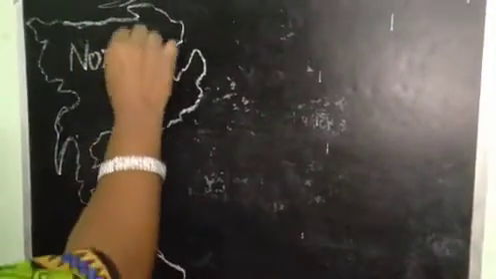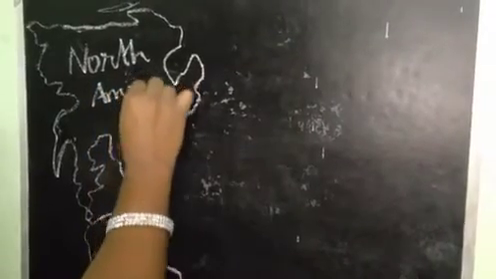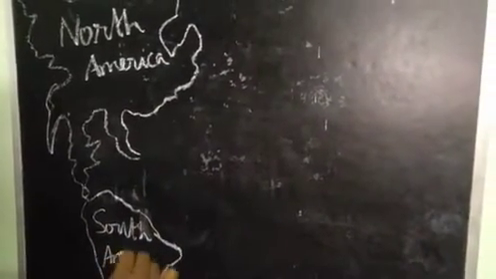Since this is a small blackboard, I'll show you 3 continents at a time. How to mark the 3 continents. First I'll show you 3 continents, then I'll show you the 4 continents. This is to the left of the map. This is North America and this is South America. You can mark, children. North America is on the north side and South America is on the south side. Copy, children.